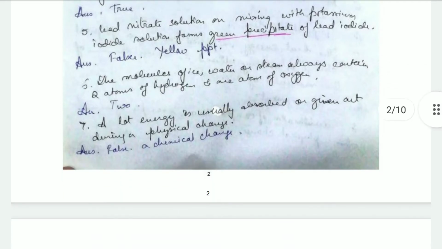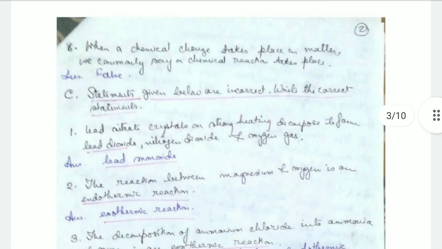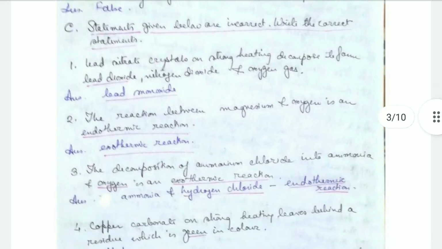The molecules of ice, water, or steam always contain 2 atoms of hydrogen and 1 atom of oxygen. That's true. A lot of energy is usually absorbed or given out during a physical change. No, this property is of a chemical change, not of a physical change. So the statement is false. When a chemical change takes place in matter, we commonly say a chemical reaction takes place. That's true.